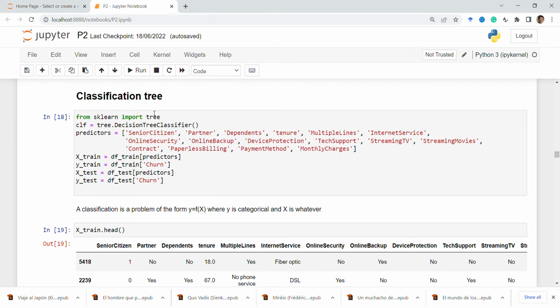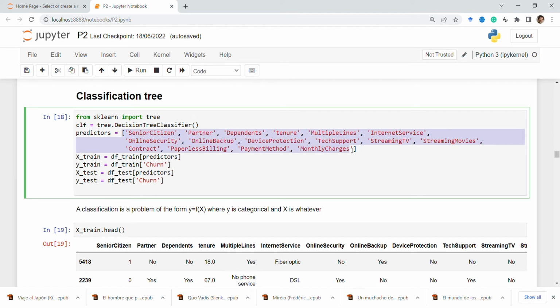Okay, so in this example, we will use a classification tree. So a classification tree again has a number of predictors, and you have to predict something. So the X will be those predictors, while what we have to predict is the churning. So in classification, Y has always to be a categorical variable.